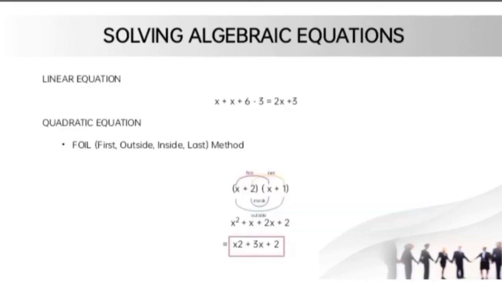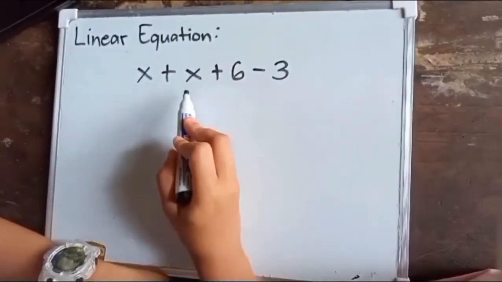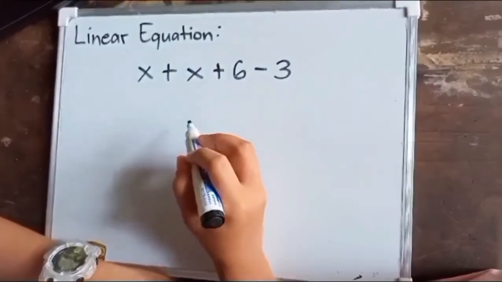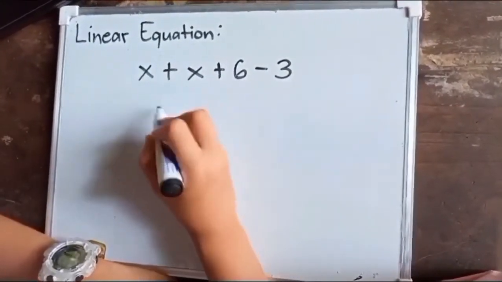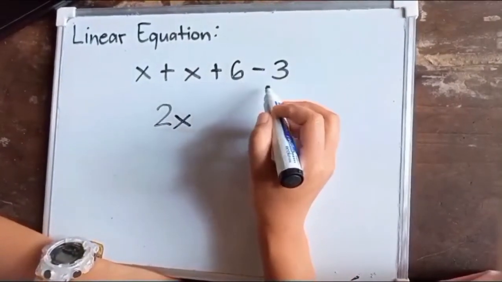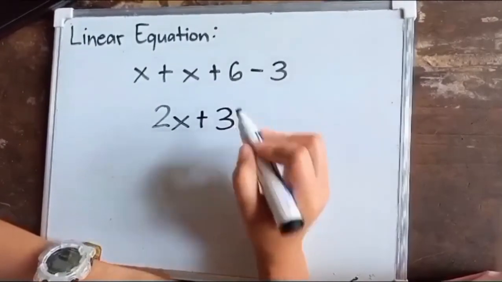So let's try solving algebraic equations. We have here the linear equation x plus 6 plus x minus 3. Let's try to find out how to get the answer. Just combine the like terms. We have here x plus x. The answer will be 2x. And 6 minus 3 will have 3. So 2x plus 3. That's how you find the answer.